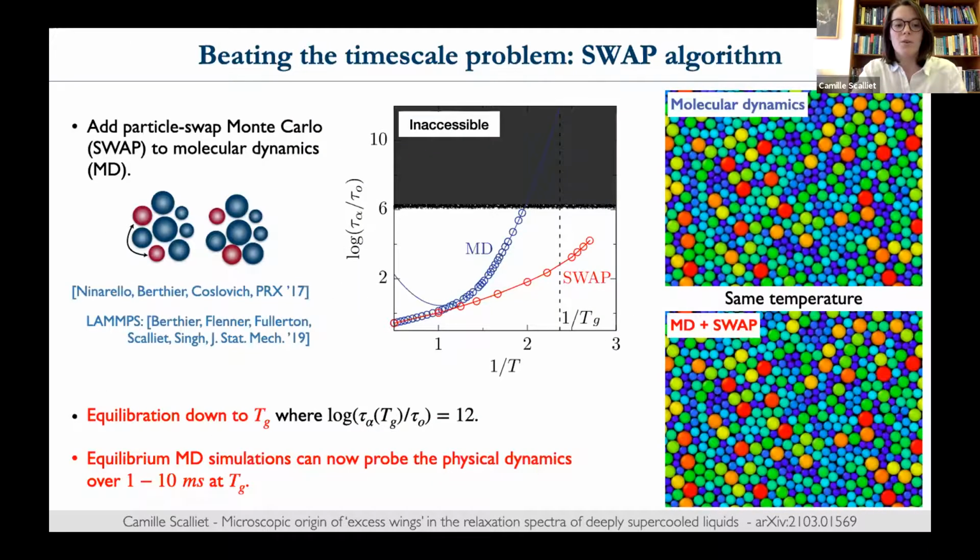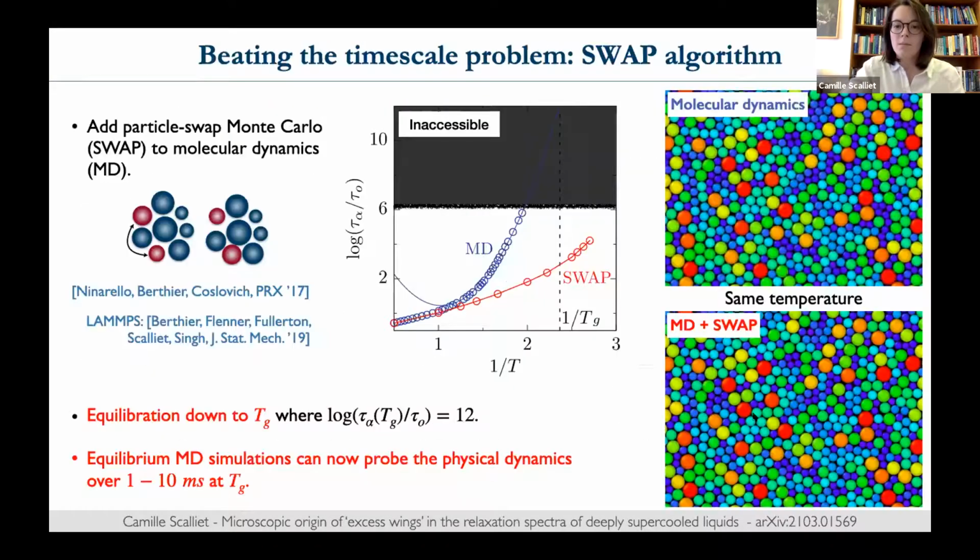While computers are much less efficient than nature, they're extremely flexible, and one can develop smarter algorithms to sample equilibrium configurations. And this is precisely what the so-called swap Monte Carlo algorithm does, which combines standard molecular dynamics simulation with swap moves where you exchange the radii of two particles, and this works in polydisperse systems. So here on the left, I show the relaxation time in blue with standard molecular dynamics, and the limit above which we cannot run simulations. If we extrapolate this relaxation time to 12 decades, this locates the experimental glass transition we're interested in.